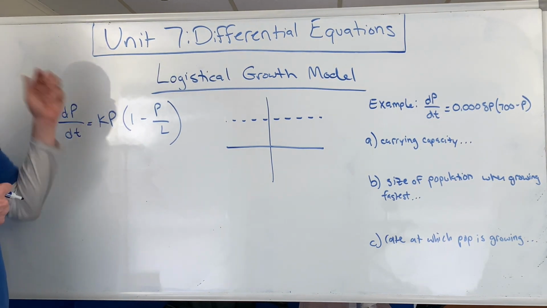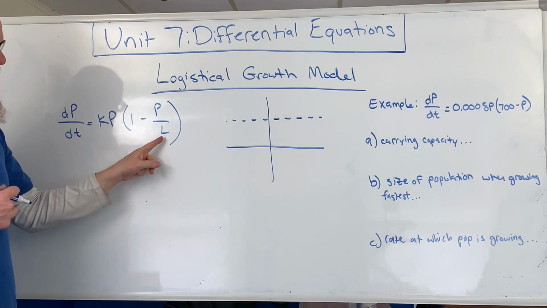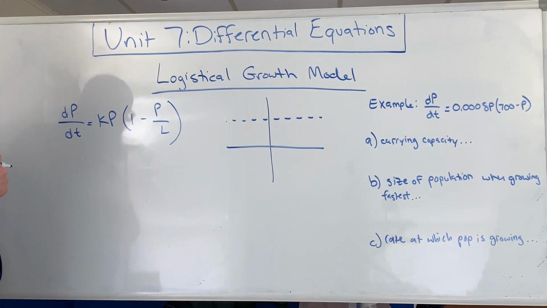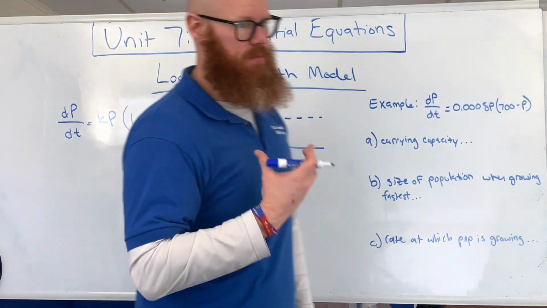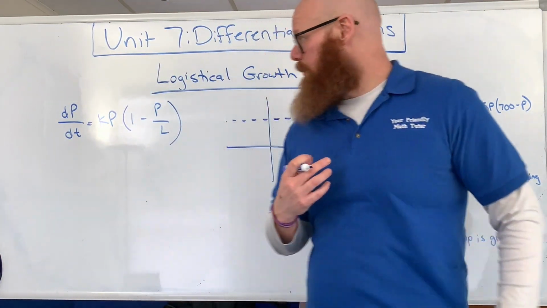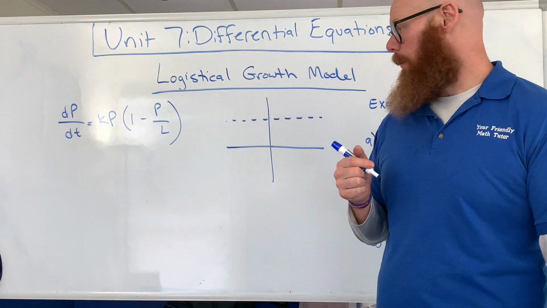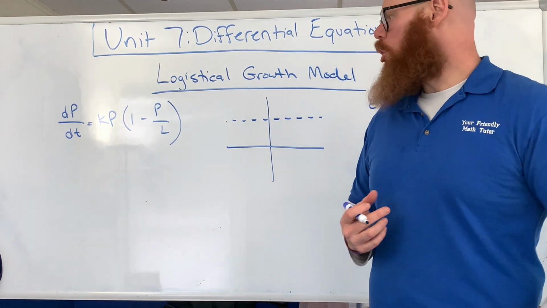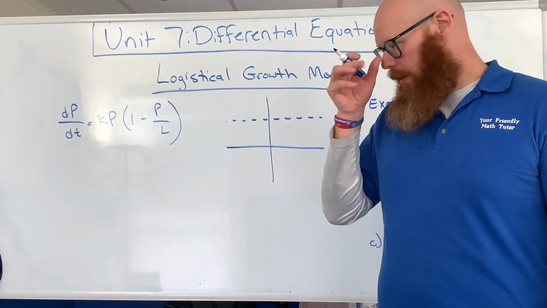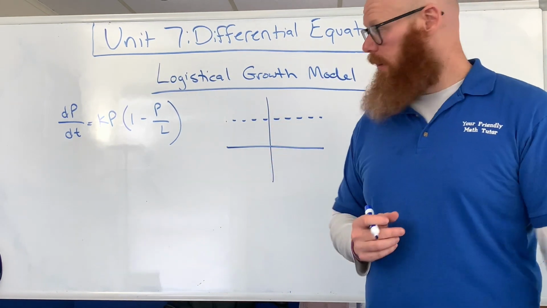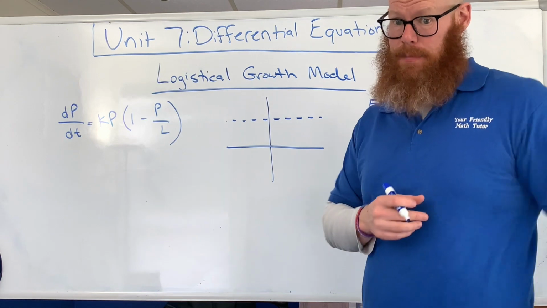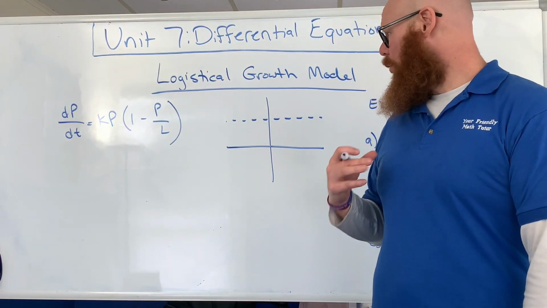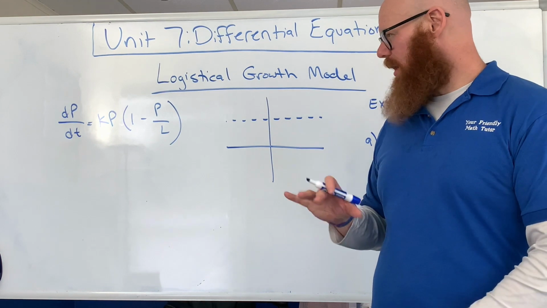K is just some constant, and L is also another constant, and P is the population. So a little bit more of a complex way that population can grow is based off of this logistic growth model. I'll go over the things that I think are most important. We could use separation of variables. You could look that up in another video anywhere on YouTube. There are a lot of people that have great videos out there of that.